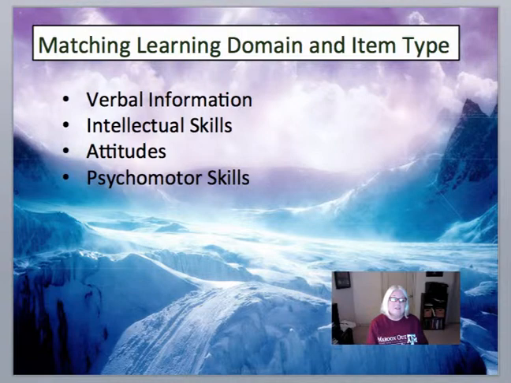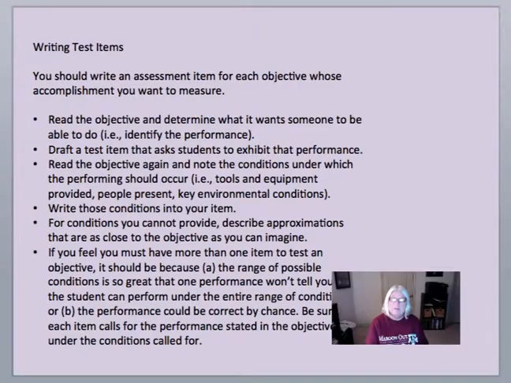Okay, attitudes are a little bit more problematic since there's not usually a way to directly measure a person's attitudes. So assessment items generally involve observing the learners in action or having them complete their preferences on a questionnaire. And then psychomotor skills may require a checklist or rating scale so an instructor can determine if each step is done appropriately. Okay, so writing test items.